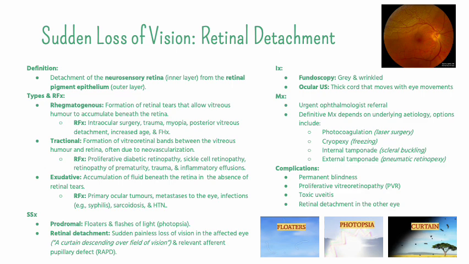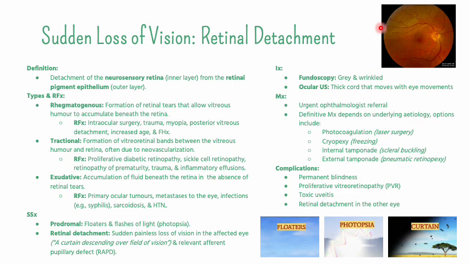The investigations you may perform are fundoscopy, which will reveal a grey and wrinkled area. You can see in the image on the right at top, if I get my laser, this part here is essentially the retinal detachment. Where it's more pale and quite well circumscribed is the retinal detachment area. An ocular ultrasound will reveal thick cords that move with the eye movements, but this is probably irrelevant to your GP clinic, as ocular ultrasounds won't be available in a GP setting.